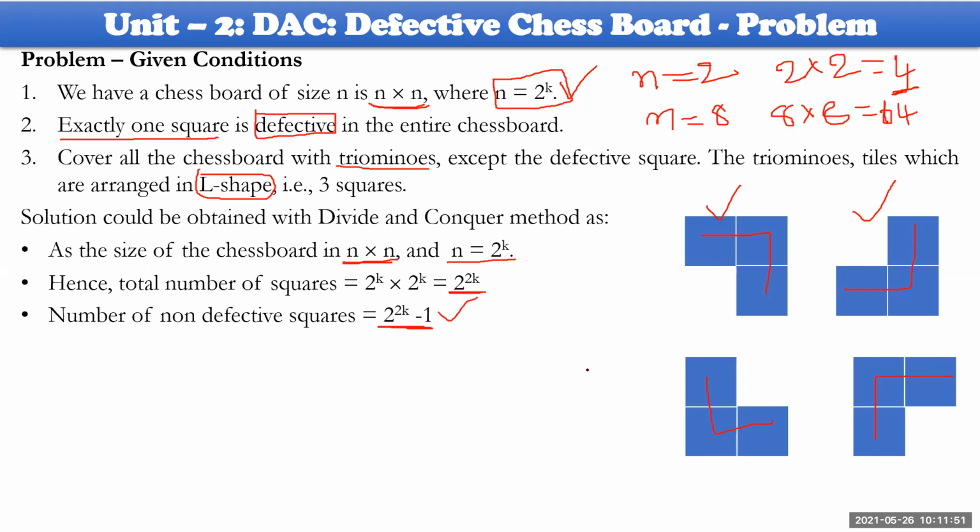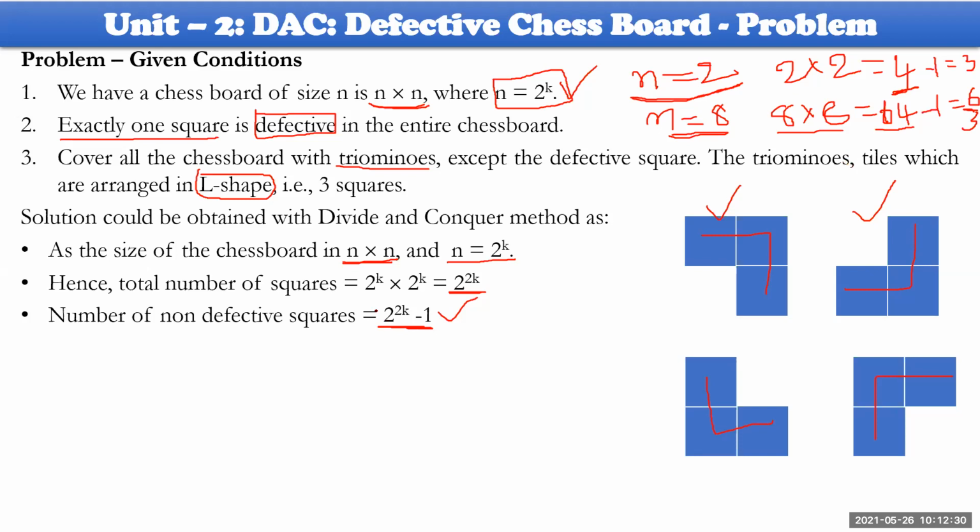Okay, how many in the sense? If n equal to 2, then 2 into 2, that is 4, and 1 defective. If you deduct 1 here, then you could have 3. 3 are good tiles, and 1 is defective. So here, if you take n equal to 8, 8 by 8 will be 64 tiles, minus 1 will be equal to 63. Totally 63 tiles which are in good position. Only one will be defective.